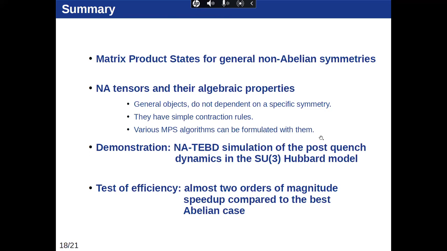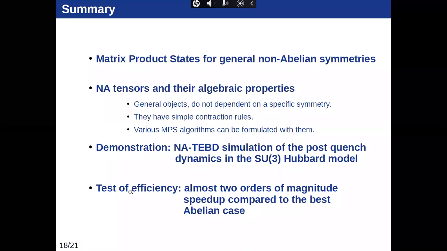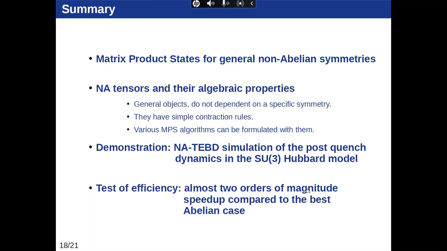I demonstrated our code using the SU3 Hubbard model. And we tested also the efficiency of the code. And we have almost two orders of magnitude speed up compared to the best Abelian code.